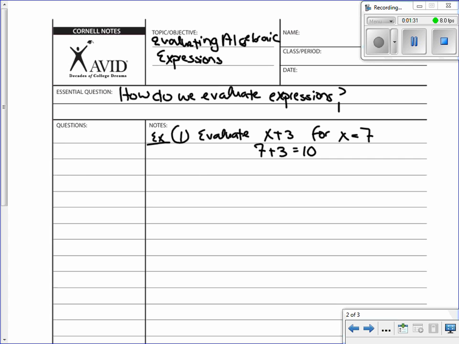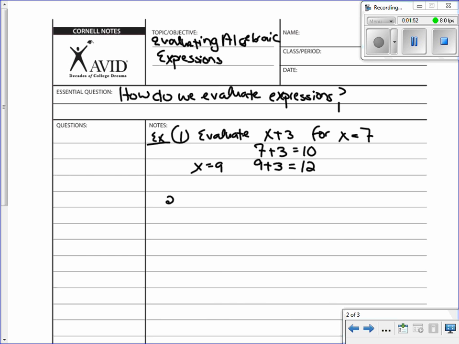What if they wanted to evaluate when x was equal to 9? We would do the same thing. We would just substitute. Instead of x, we'd replace it with 9. So then we would have 9 plus 3, which simplifies to 12. So the expression can change depending upon what the variable is.